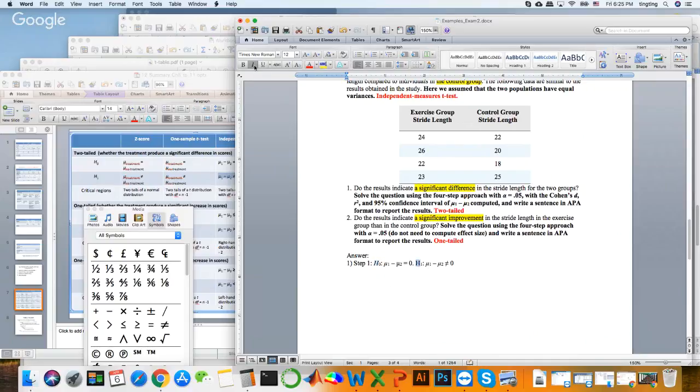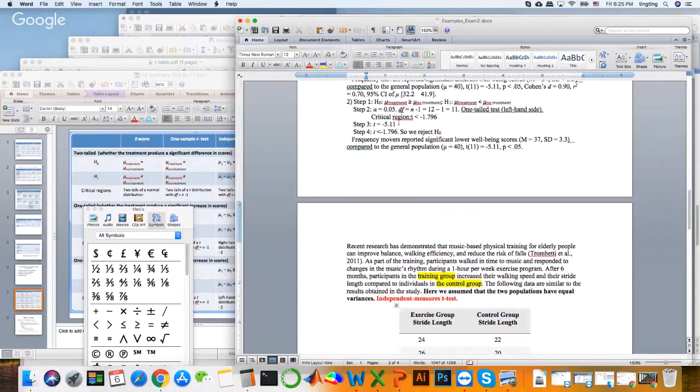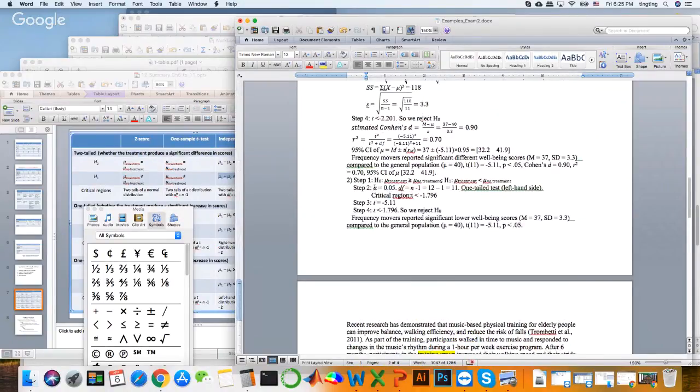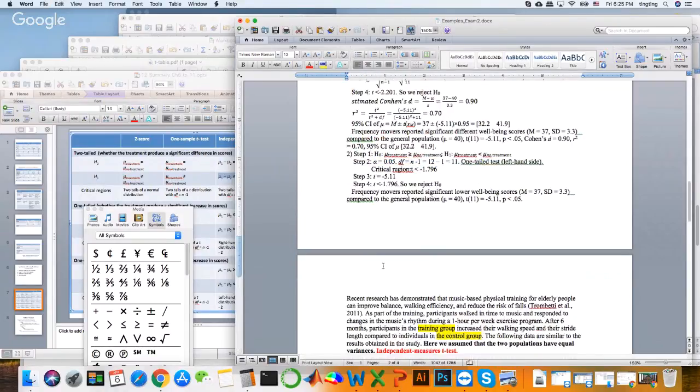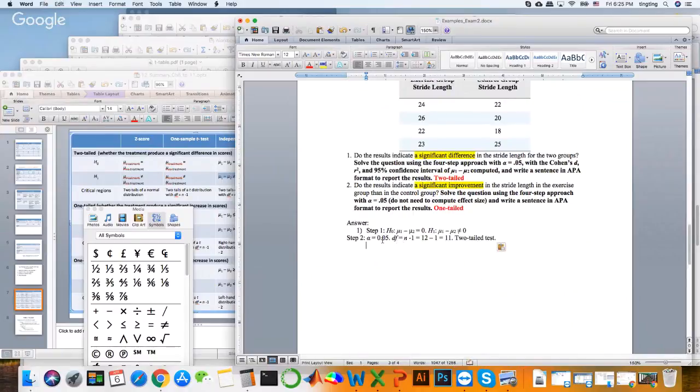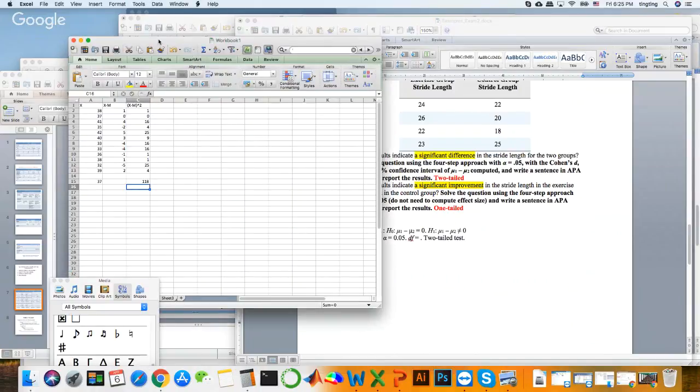Step 2, we are going to determine the critical region. So it's very similar. Just to save some time, I copy and paste these words. So we have alpha equals 0.05. And then in the two-sample t-test, how do we compute the degrees of freedom?